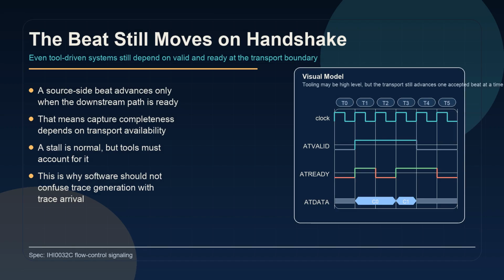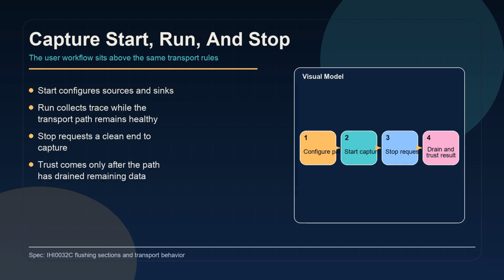The first thing software engineers need to remember is that trace generation and trace arrival are not the same event. The transport still works one accepted beat at a time. At a workflow level, capture looks simple. Configure, run, stop, and inspect. But the stop step only becomes trustworthy once the transport has drained the remaining trace.